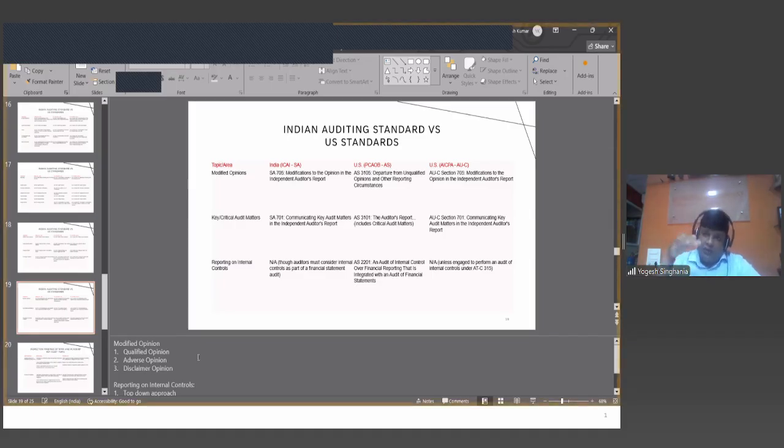And there is a top-down approach when we are auditing the internal control. This basically is like first you will look at the entity level controls, then you will go to the specific business cycle controls, as well as ITGC controls. We will look at it.